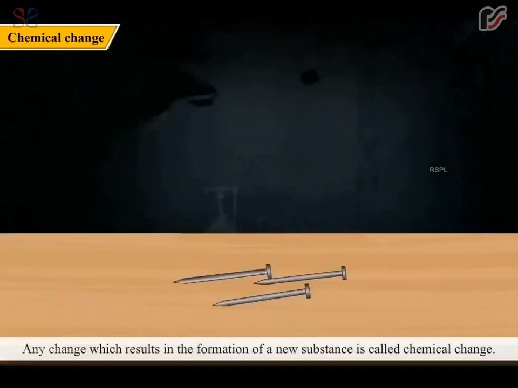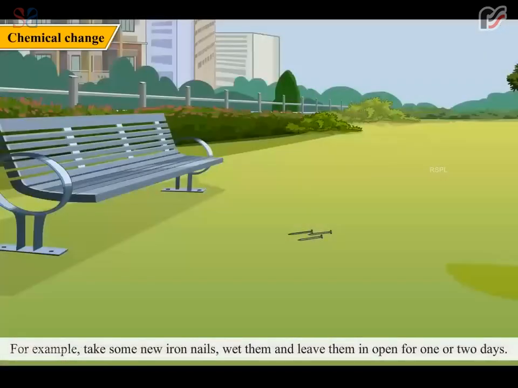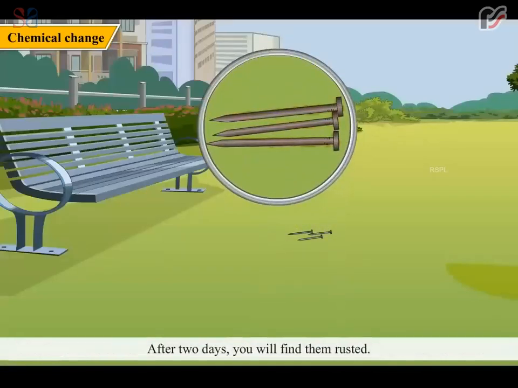Any change which results in the formation of a new substance is called chemical change. For example, take some new iron nails, wet them and leave them in open for 1 or 2 days. After 2 days, you will find them rusted. We cannot get the nails as they were before. This is an example of chemical change.